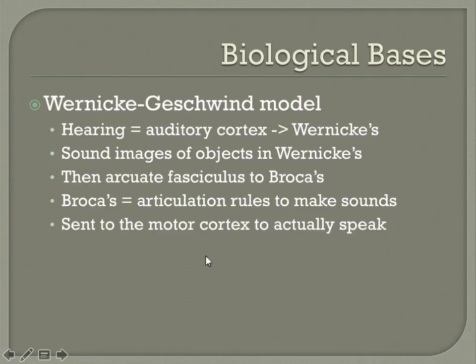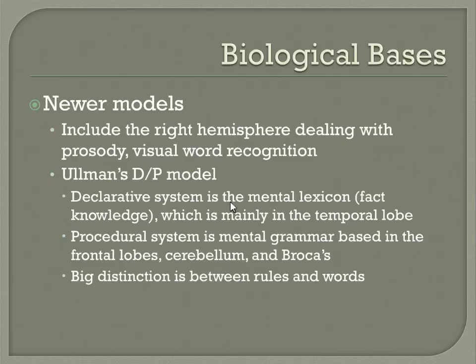And that's what most of this says here. See, the book has it switched, but hearing, it starts in the auditory cortex, it goes to Wernicke's. We translate that sound into an object in Wernicke's. And then it hits the arcuate fasciculus to Broca's. In Broca's, we pick up the articulation rules in the motor cortex, and then we actually speak. Okay. So that's one of the older models, and that's pretty well supported as the kind of path to speaking after hearing or reading.